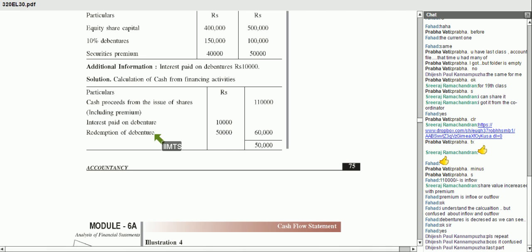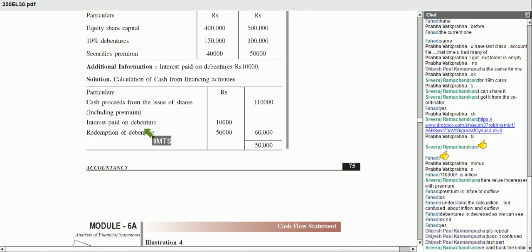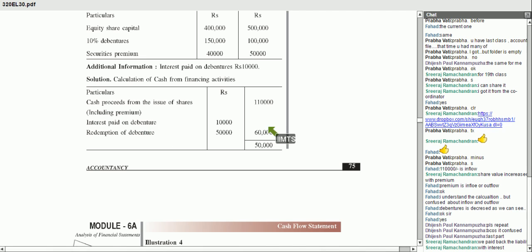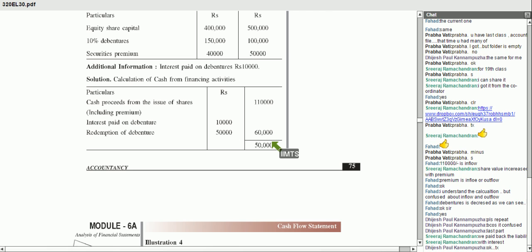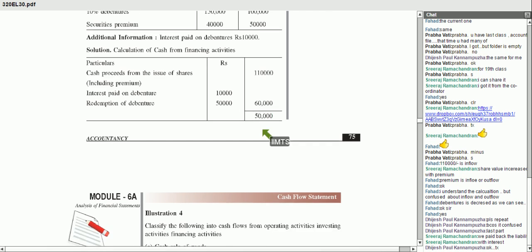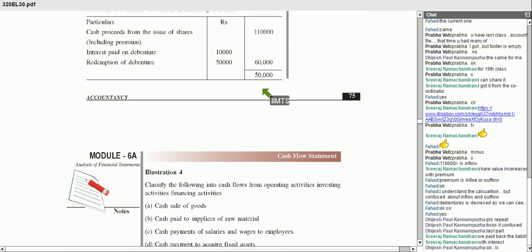So in your outflow, both interest paid on debenture as well as redemption of debenture will go. When you add them, it will become 10,000 plus 50,000, which will make a total of 60,000. So when you subtract this from this, you will get this. Inflow minus outflow is this value, which is your net value. Let's see one last example for today.